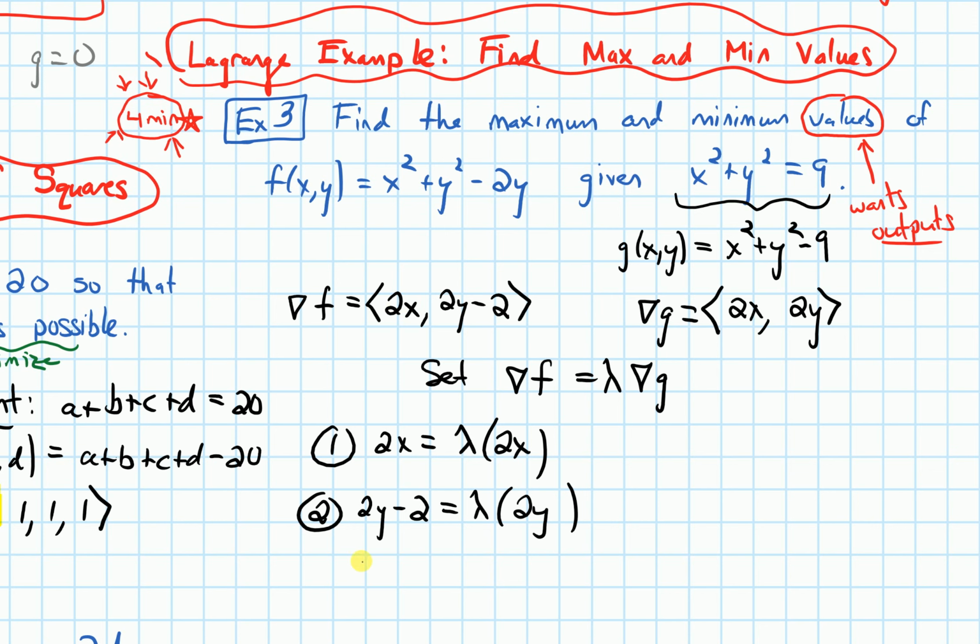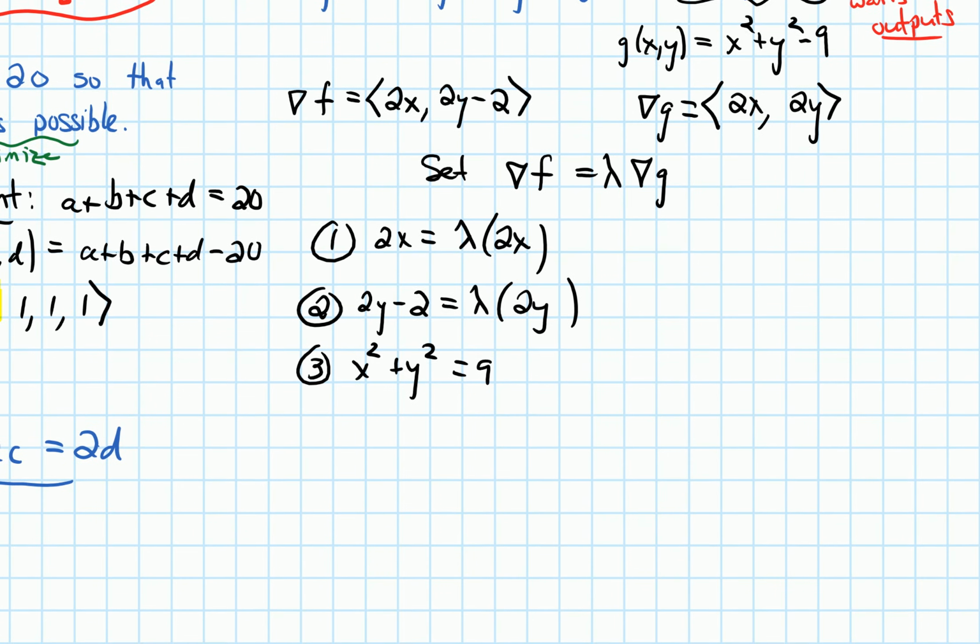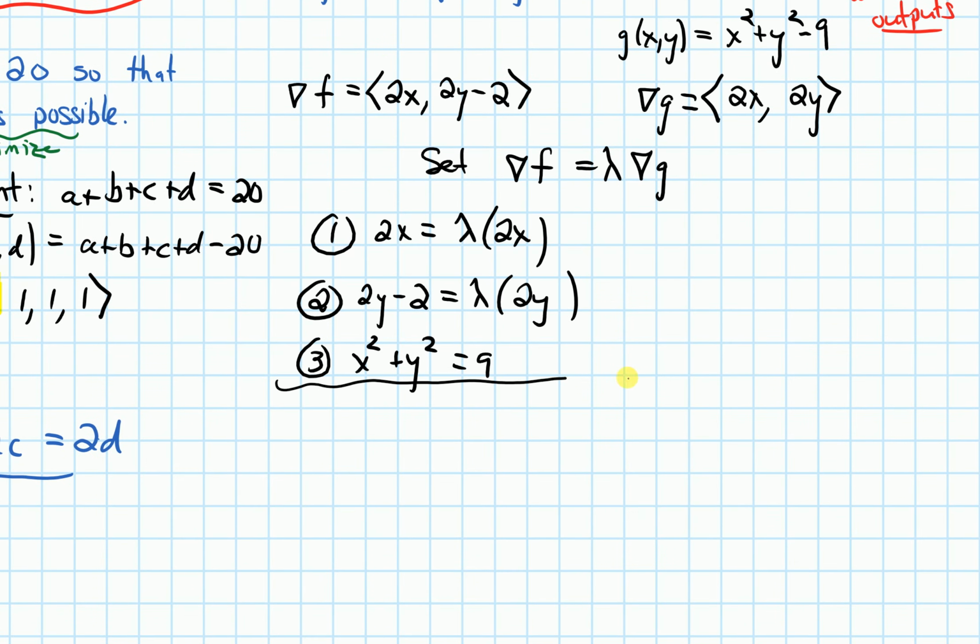Okay, so those are the equations that we get from setting those components equal. But there's one more equation. The other equation comes from the constraint. So that's x squared plus y squared equals 9. And that's how I make sure I have enough equations to deal with all the variables that we have. Without writing this third equation, we'd have only 2 equations and 3 variables. But now we have 3 equations and 3 variables. Okay, so now we need to solve this system of equations.